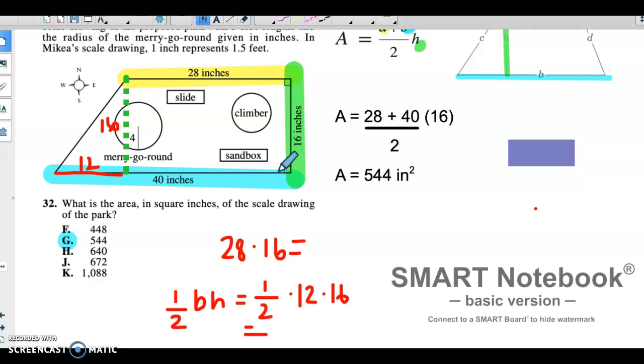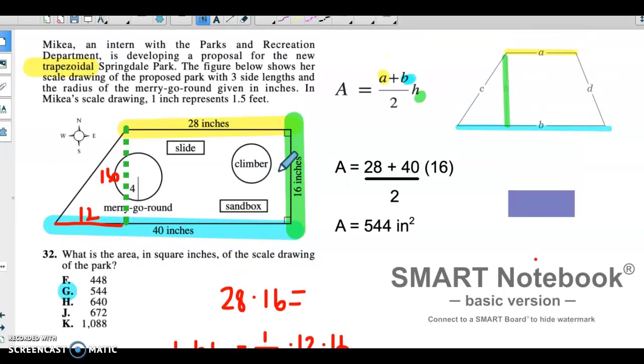So 2 different ways to approach the same problem. One is by knowing the formula for area of a trapezoid and just substituting values into that. The second way is saying, hey, I don't know how to find the area of a trapezoid, but I recognize that I can divide the trapezoid into a rectangle and a triangle. I can find the area of the rectangle, I can find the area of the triangle, and I can add my 2 answers together to find the area of the whole park, which is 544 inches squared.